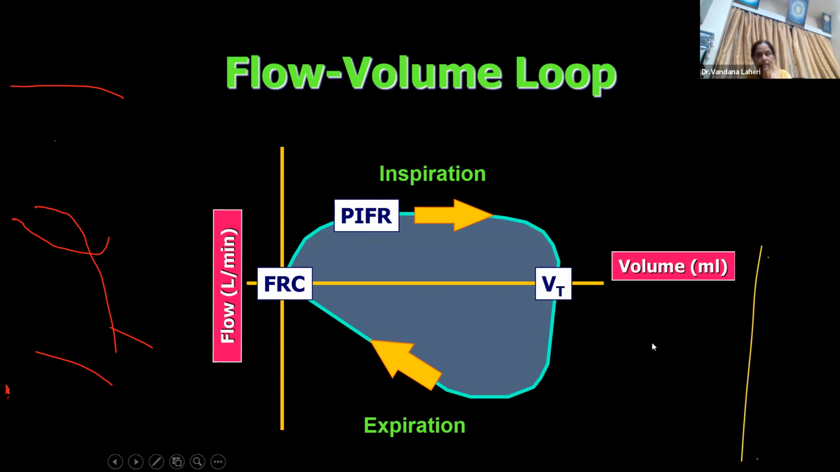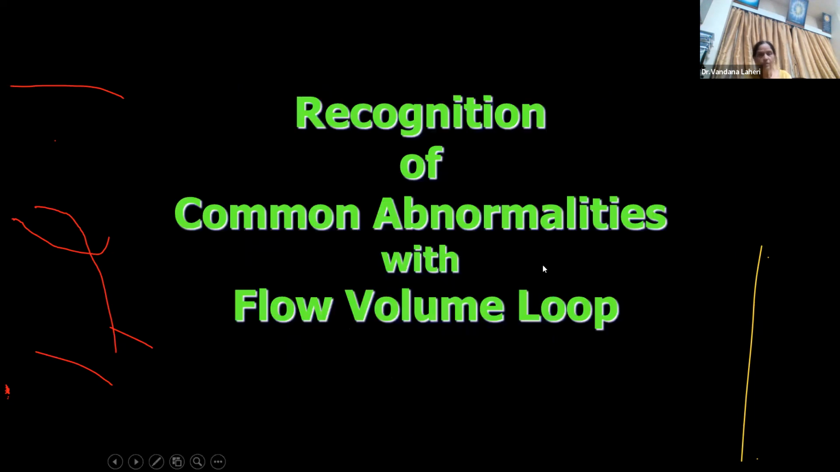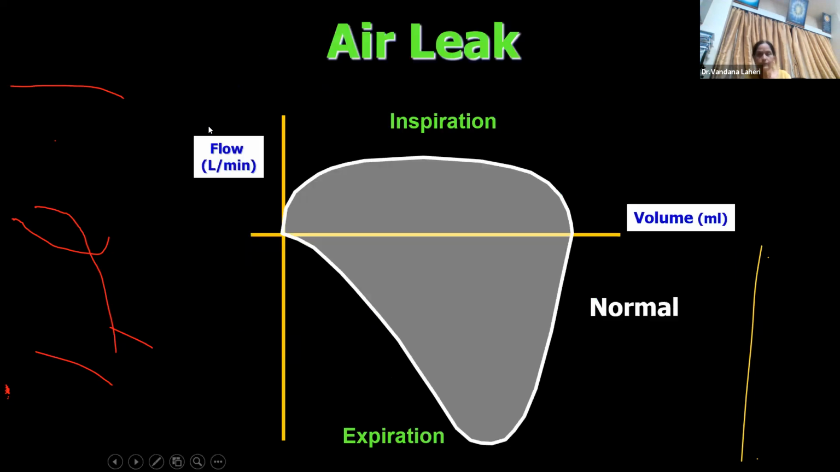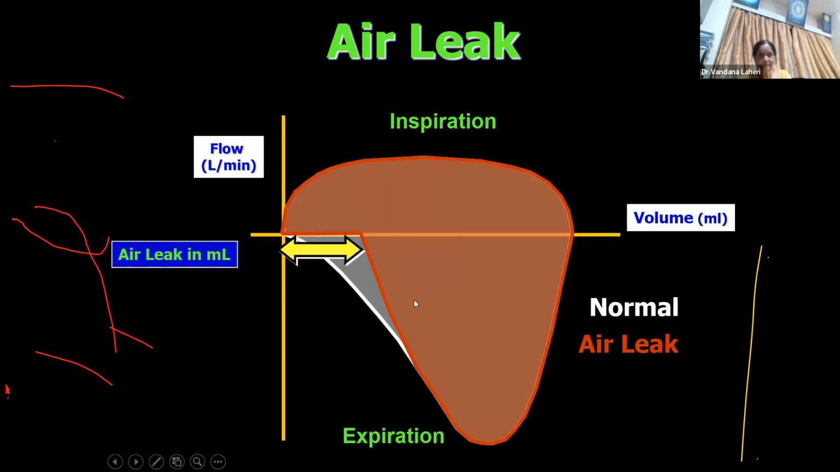This is your tidal volume, peak expiratory flow rate. Now, how will you diagnose common abnormalities with this flow volume loop? Can you see here? This is your normal. If there is an air leak, can you see, exhalation will show you this scoop?